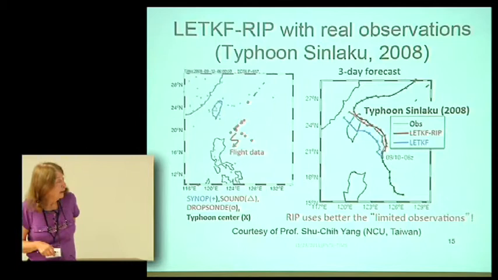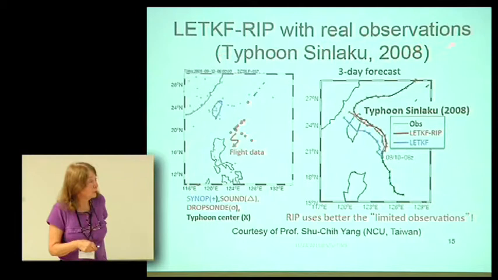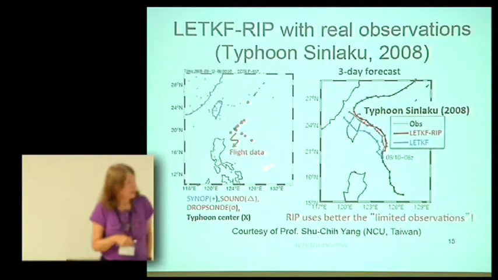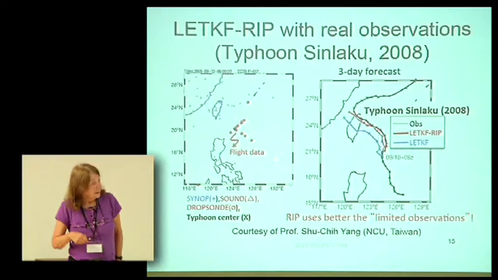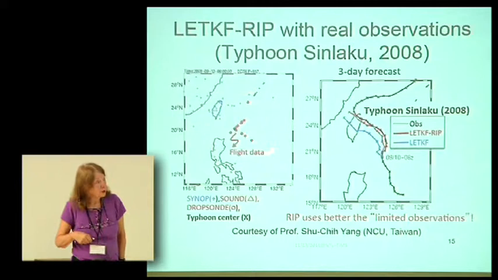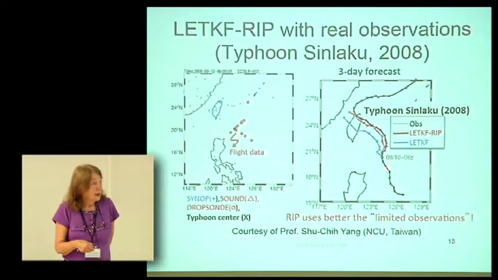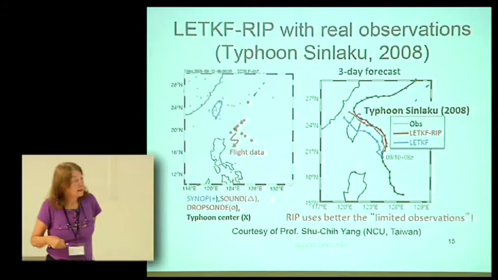And now a real application with real data. This is Typhoon Sinlaku that took place in 2008, and there were a lot of observations, drop zones, which are rainwind zones dropped by the flight, and they didn't find an improvement in the forecast when they used these observations. Actually, my former student, Professor Shu-Chi Yang at NCU Taiwan, when she tried LETKF, got a large error. Here's where these additional observations are observed. These are a limited number of observations and are incredibly valuable.